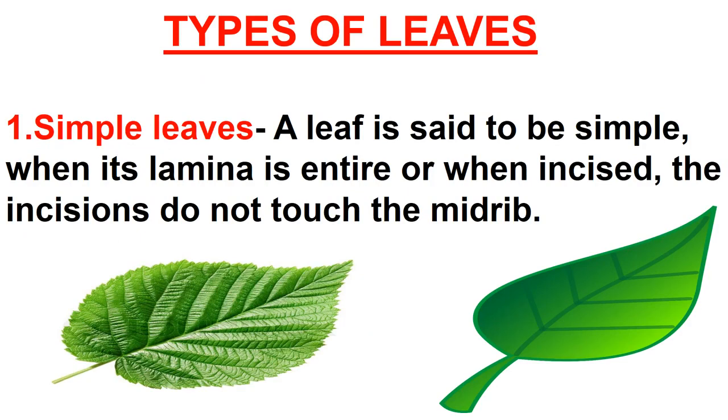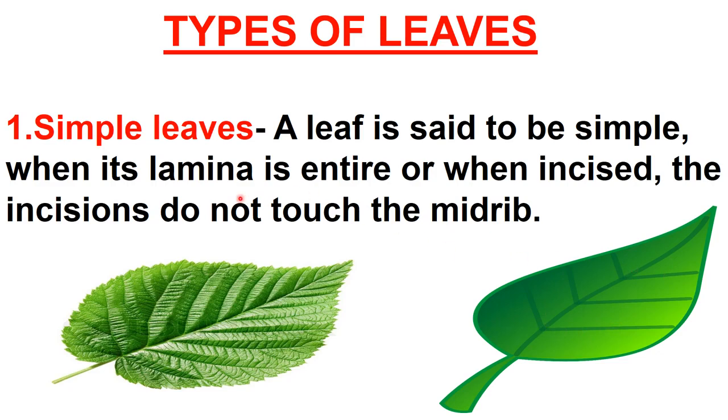There are mainly two types of leaves. First is simple leaves. A leaf is said to be simple when its lamina is entire or when incised. See here, this is the lamina. This can also be called the leaf blade. This is also lamina or leaf blade.